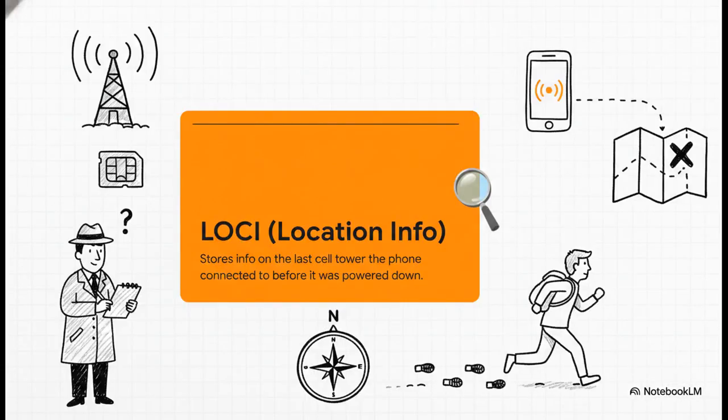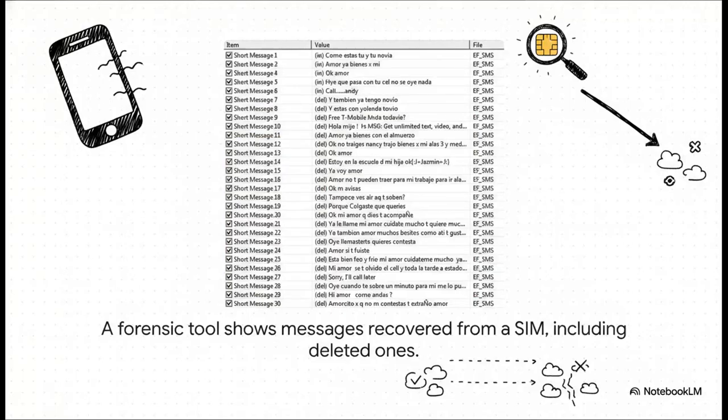And this is just incredible. The SIM card itself can store location data. A file called the LOCI holds information on the very last cell tower the phone was talking to before it was turned off. For an investigator who's looking for a suspect on the run, this last known location can be an absolutely vital clue. And yes, just like the phone's main memory, the SIM card can hold on to deleted messages. You can see here a forensic tool has pulled SMS messages directly from the SIM. And notice the status flags: in for inbox and del for deleted. So even after a user thinks a message is gone, the evidence can still be sitting right there, just waiting to be found.